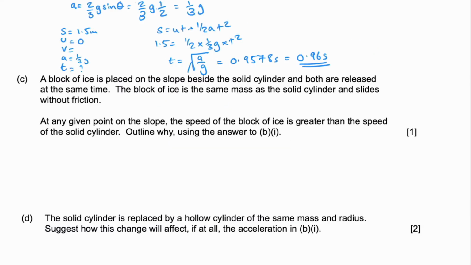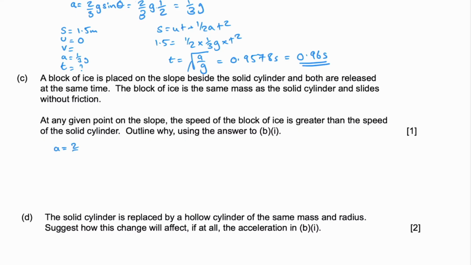C. A block of ice is placed on the slope beside the solid cylinder, and both are released at the same time. The block of ice is the same mass as the solid cylinder and slides without friction. At any given point on the slope, the speed of the block of ice is greater than the speed of the solid cylinder. Outline why, using the answer to B1.